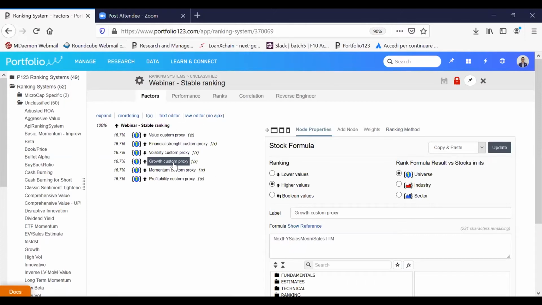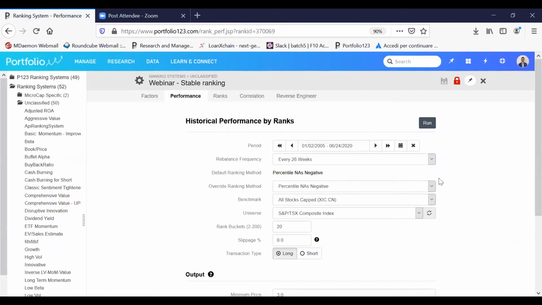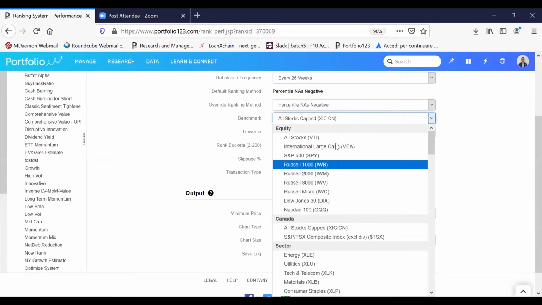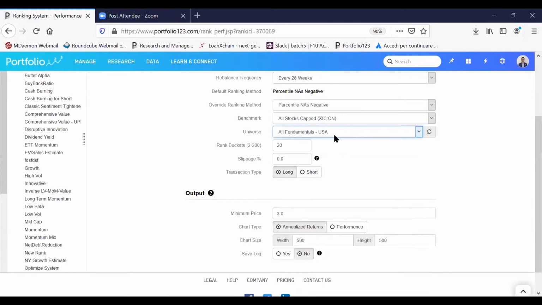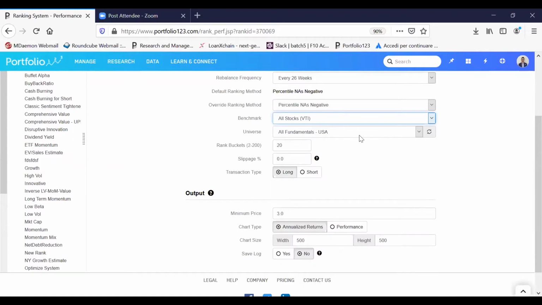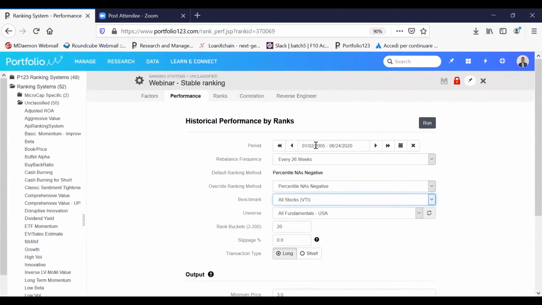In order to check whether that's happening or not, we're going to use the performance tab of the ranking system. So here we are going to select the, let's start with the universe. Let's start with all fundamentals, and then we are going to also test different universes. And I'm going to select VTI benchmark, so all stocks. We're going to use the entire testing period, and well, let's put a more standard rebalance frequency of 1 month.